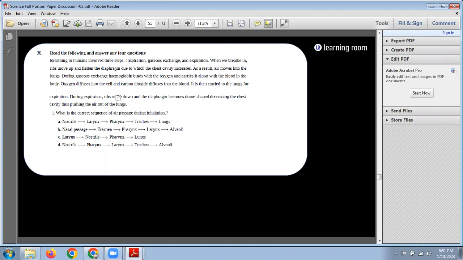So you should know the steps in inspiration, the process of gas exchange, and the steps in expiration. All these things you should know. And with that, here they are asking about inhalation: how the air travels during the inhalation process. What is the correct option?